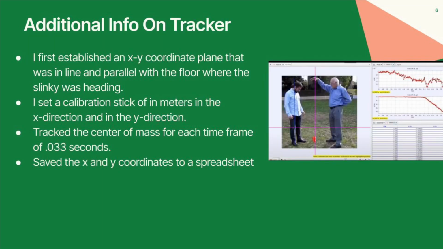Some additional information we have about the tracker is that we first established an x and y coordinate plane that was in parallel with the floor where the slinky was going towards. We set a calibration stick in meters in the x direction and in the y direction. We tracked the center of mass for each time frame of 0.033 seconds, and we saved the x and y coordinates to a spreadsheet.